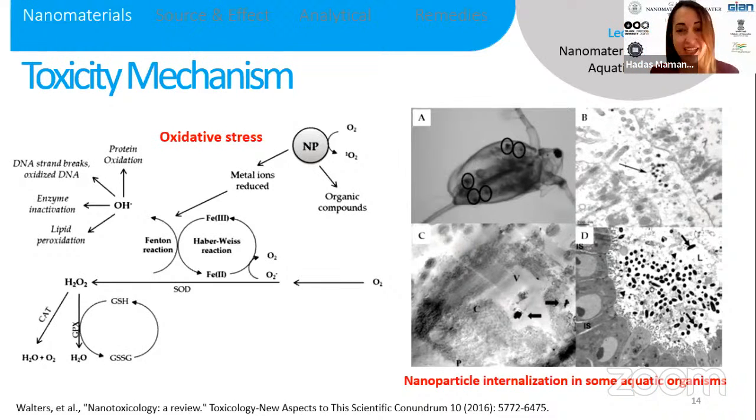So if we can link these basic factors with engineering, it makes it very interesting. As I said, the first thing is the oxidative stress that the nanoparticles impose on the aquatic environment and the microorganisms. When we have hydroxyl radicals, it can result in protein oxidation, DNA strand breaks, enzyme inactivation, and lipid peroxidation. We can also impose Fenton reactions.